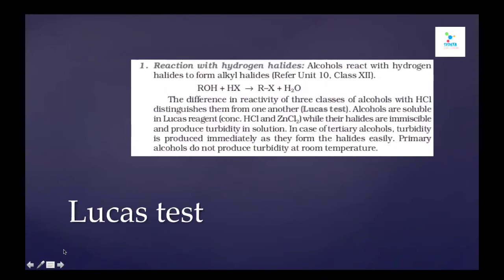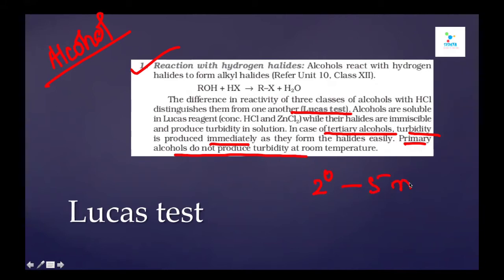This is the part of the discussion included in your alcohol chapter, so kindly go through that. In the reactions of halo acids, it is mentioned as the Lucas test. With tertiary alcohol, turbidity appears immediately, while primary alcohols do not produce turbidity at room temperature, and for secondary it will take nearly 5 minutes. This is also known as the Lucas test.